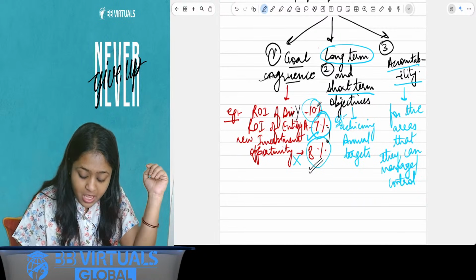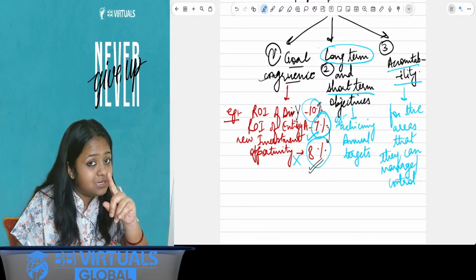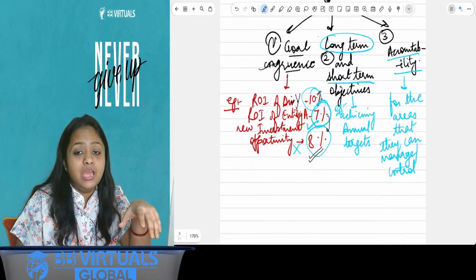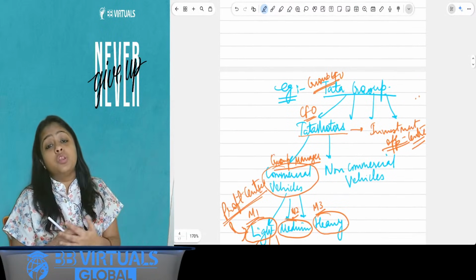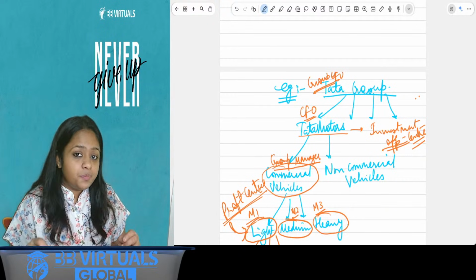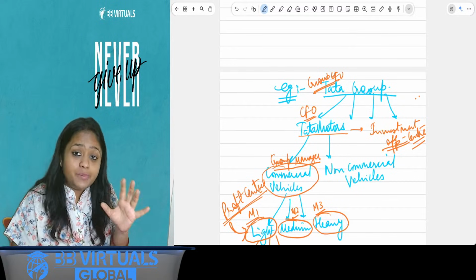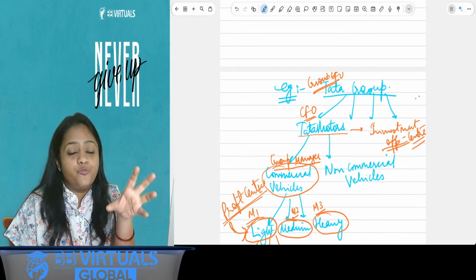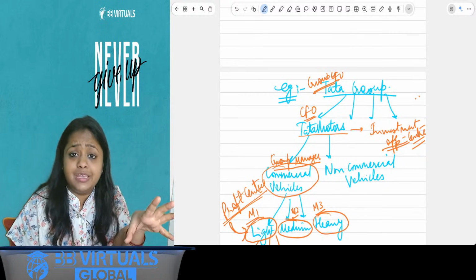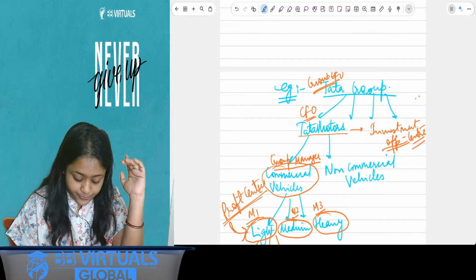Now the next one is accountability for the areas that they can manage. Ideally, they should only be accountable for that. So here we always talk about controllable profits and controllable investments: the investments or the profits which are in the control of the manager. They should only be evaluated for the profits and the investments that they're actually able to control, rather than looking into the entire perspective. Okay, now here.